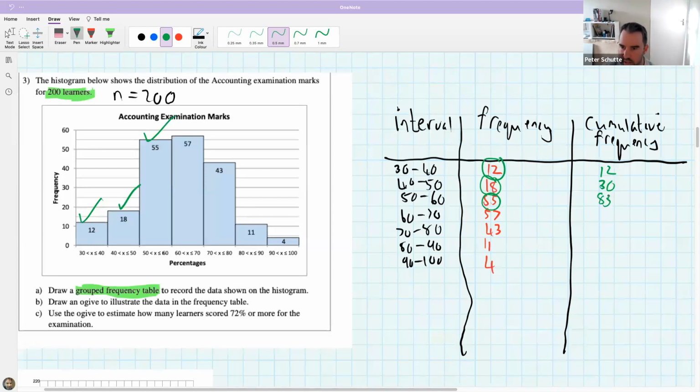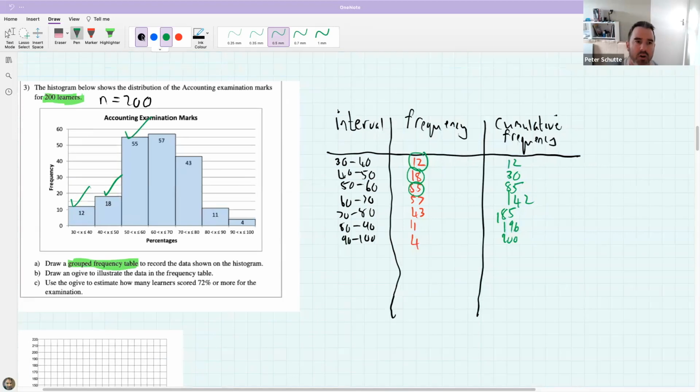I'm probably going to have to use my calculator at some point because these numbers are getting a bit bigger. But I'm really just adding, like now I have 85 plus 57, I get 142. Oh, and also these should eventually all add up to 200 here, because we know that there are 200 students. 185, and then add 11, I get 196, and then I get 200, which is happy days for all of us. Okay, so doing the grouped data table from the histogram wasn't too bad.